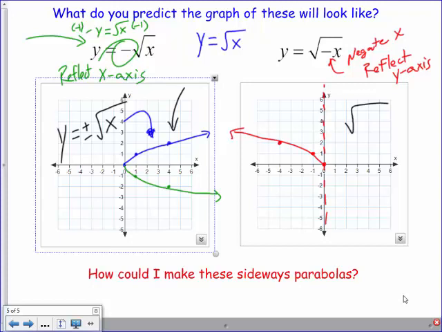Well, what would I do with this guy up here? I have y equals the square root of -x, which made that. So how would I get the other one that would go down this way? Yeah, put a negative sign out front. So that's really plus or minus that. And I'd have a sideways parabola. Okay, so just some fancy things you can do with your radical functions.